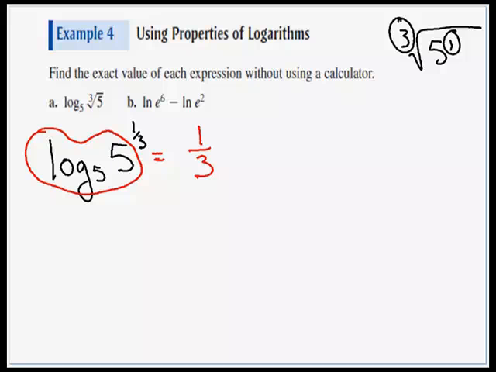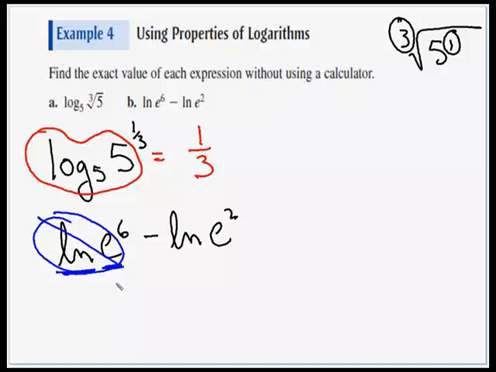Letter B is a little easier. We have the ln of e to the 6th minus the ln of e squared. Well, remember, logs and exponents are inverse operations and they cancel each other out. And more specifically, the natural log and the exponential e, the natural base, these cancel each other out. So we're left with 6 minus the ln of e cancels out here, and we're left with 2. And now the hard part, 6 minus 2 is 4.